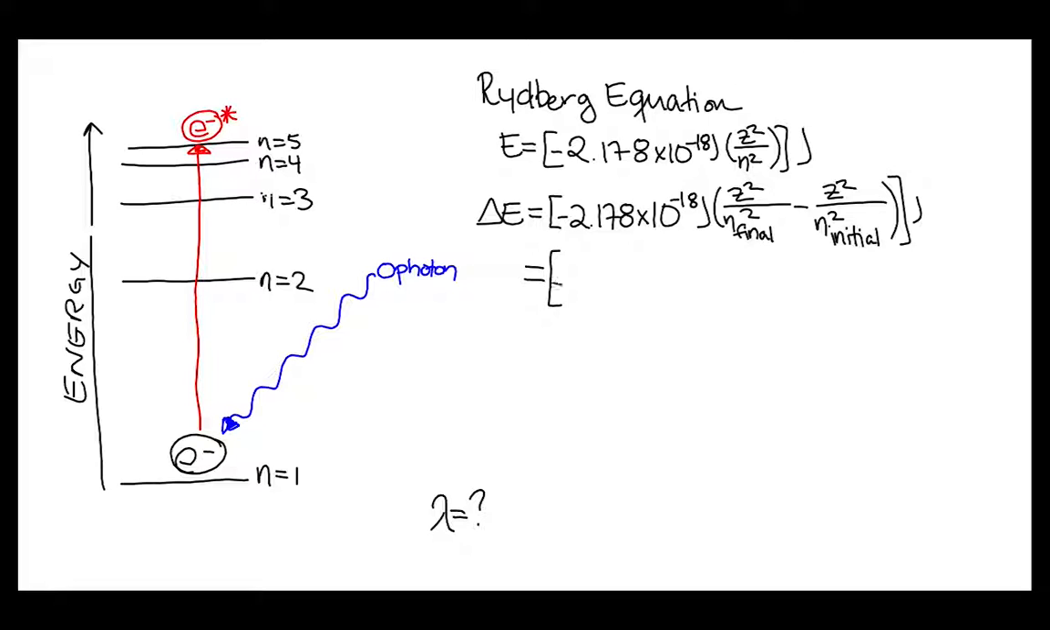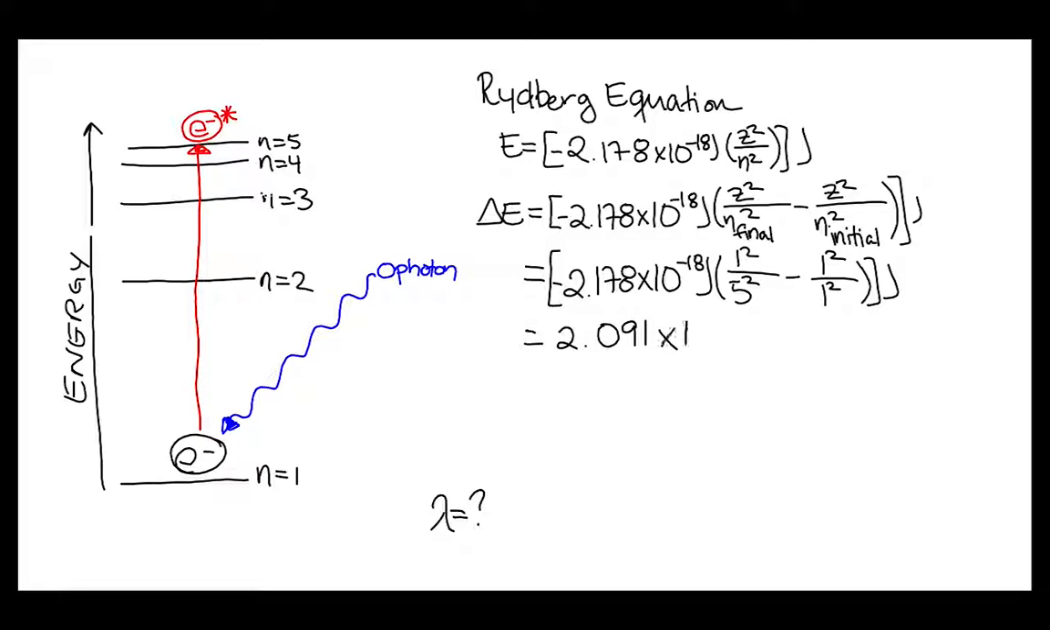So if we plug in our values, where we have as n final 5 and n initial 1, we're going to get an energy difference of 2.091 times 10 to the negative 18 joules. And that's how much energy is necessary to excite an electron from the n equals 1 to the n equals 5 shell.